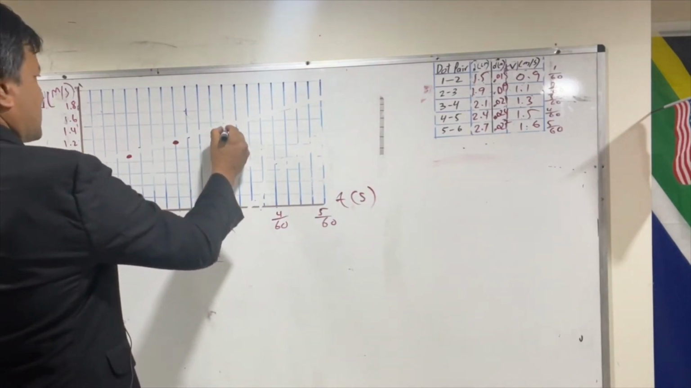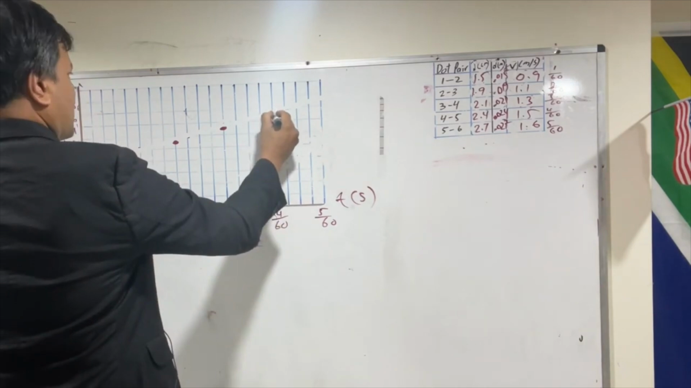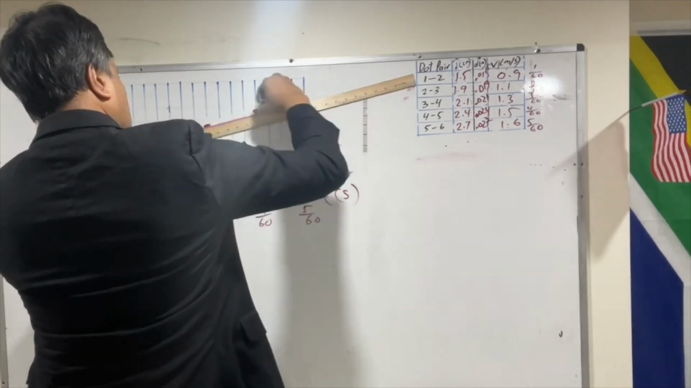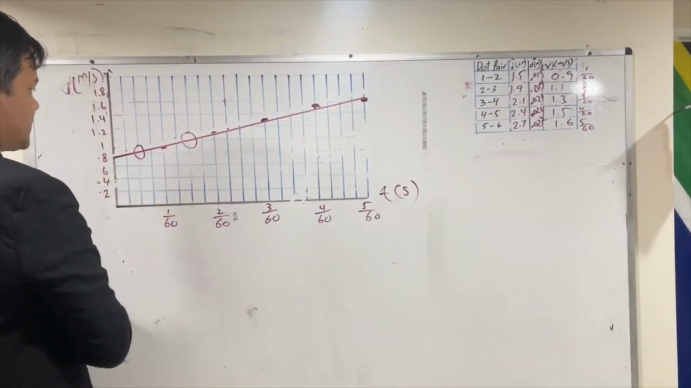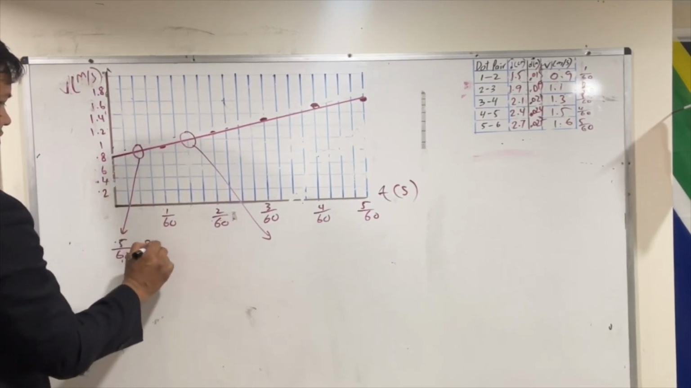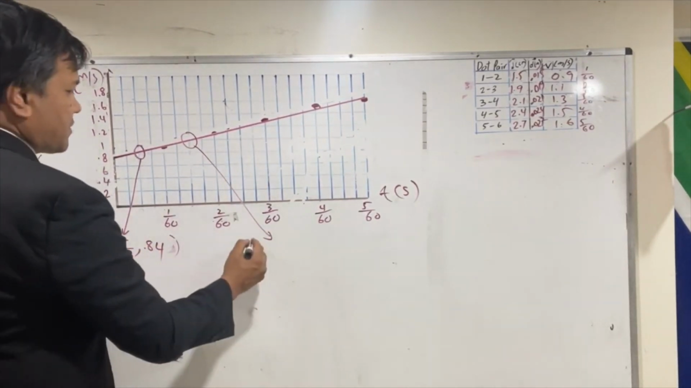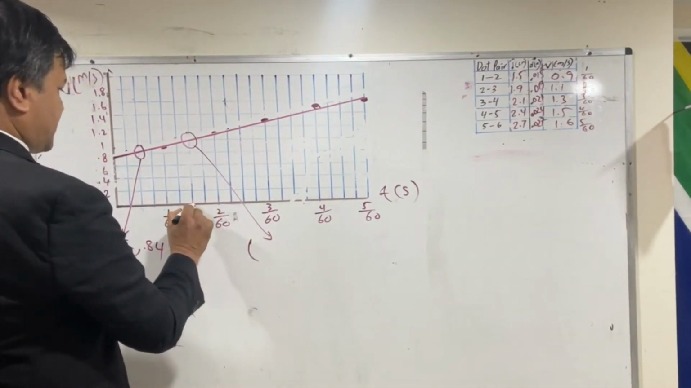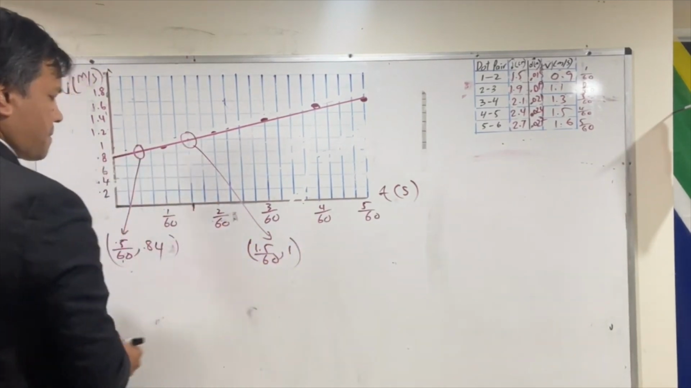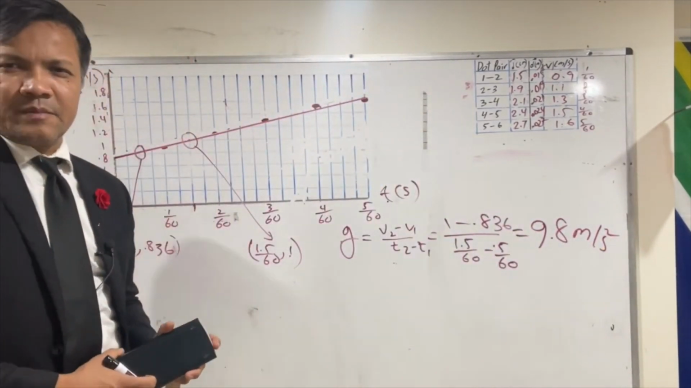4 over 60, 1.5. 5 over 60, 1.6. So we have this point, 5 over 60, comma, 0.84. And this one maybe, let's say 1.5 over 60 comma 1 meter per second squared. So acceleration due to gravity is 9.8 meters per second squared.